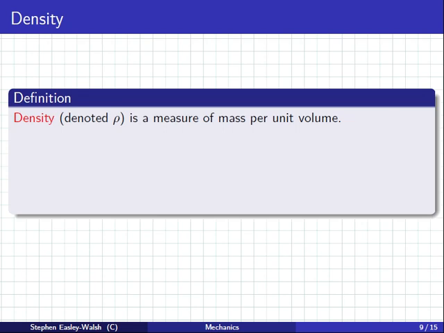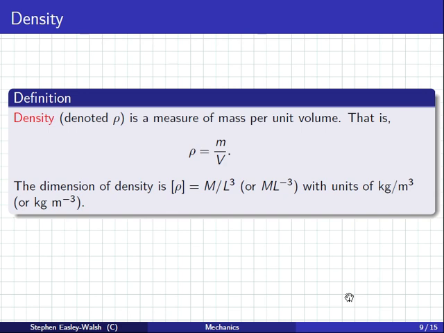Density is our first formula, is a measure of mass per unit volume. So as a formula, density is mass over volume. I think some of you know this already. And we also have seen the dimension. We can write the dimension two ways though. We can write it as m over L cubed or m L minus 3.